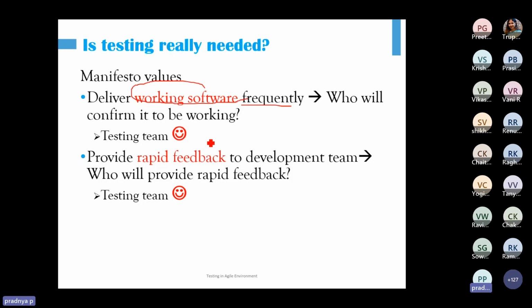Another important value from the Agile manifesto is that you need to provide rapid feedback to the development team. Rapid, continuous, quick feedback. Now, the customers, yes, they are involved. There is collaboration, but on a daily basis, even multiple times within a day, who is going to provide the rapid feedback to the development team? Obviously, it is we testers, right? So, is testing really needed? Absolutely. It is embedded in the manifesto of Agile. To deliver working software and to provide rapid feedback, testing is definitely essential.